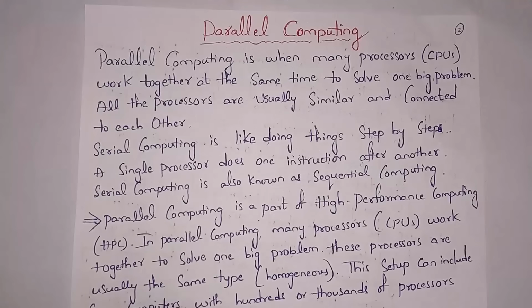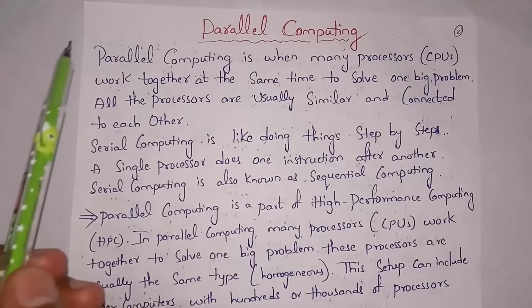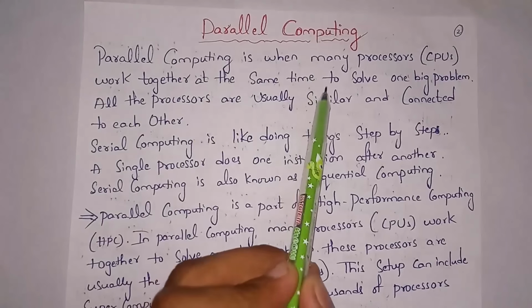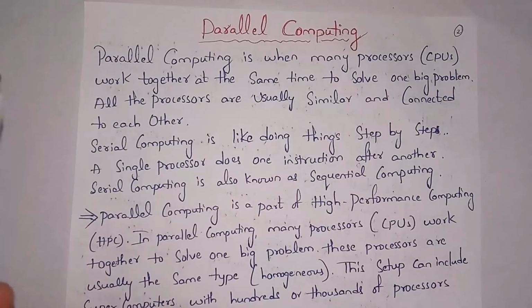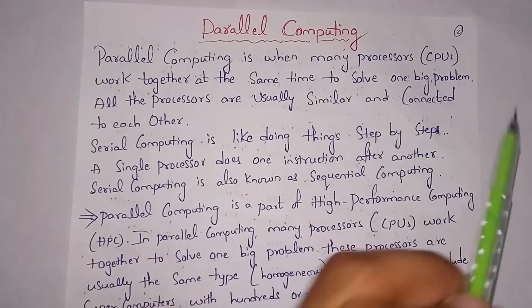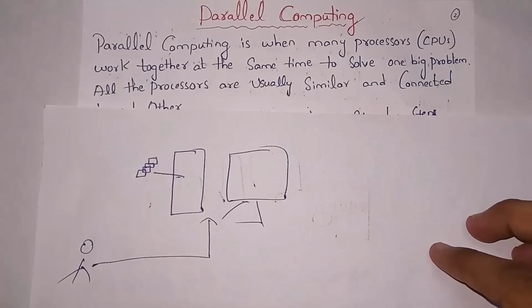Next I will explain what is parallel computing. Parallel computing is when multiple processes work together at the same time to solve one big problem. All the processes are usually similar and connected to each other. For example, let us say I'm user.